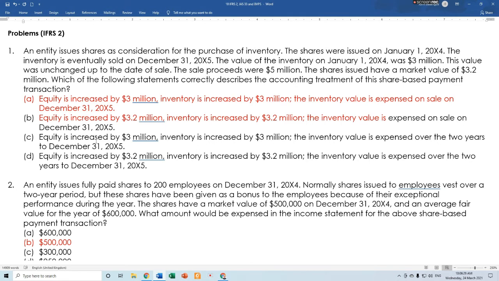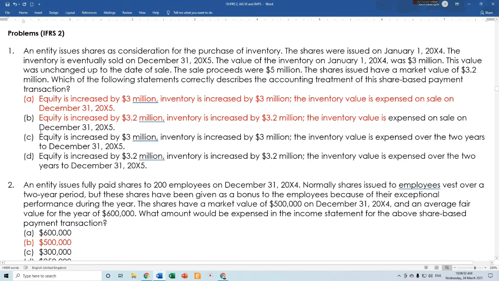Okay. So, sabi dun sa letter A, equity is increased by 3 million, inventory is increased by 3 million, and the inventory value is expensed on sale on December 31, 20X5. Okay? Letter B, equity is increased by 3.2 million, which is wrong already. Inventory is increased by 3.2 million, and the value of the inventory is expensed on sale on December 31, 20X5.